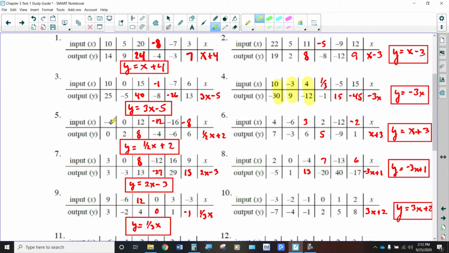Here, you take half the number, then add 2. Half the number, then add 2. And so that ends up being your rule.